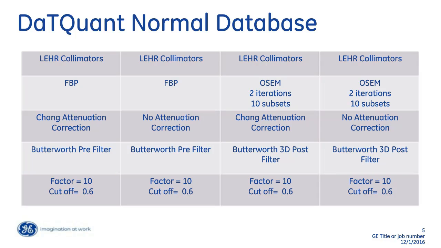And there's also a normal database for data reconstructed with OSEM without attenuation correction and with Chang attenuation correction. The OSEM reconstructions were performed with 2 iterations and 10 subsets. And again, there's a Butterworth post-filter with a factor of 10 and a cut-off of 0.6. Okay, so they're the normal databases that are available to you.